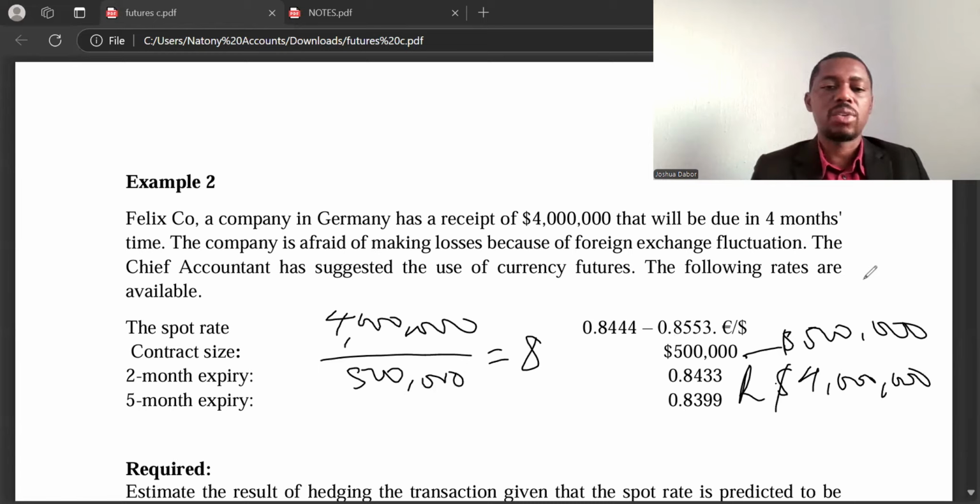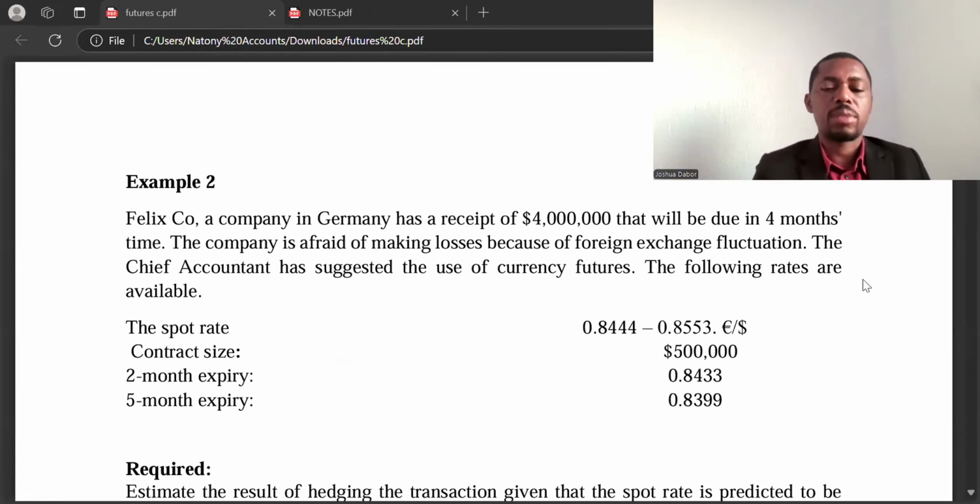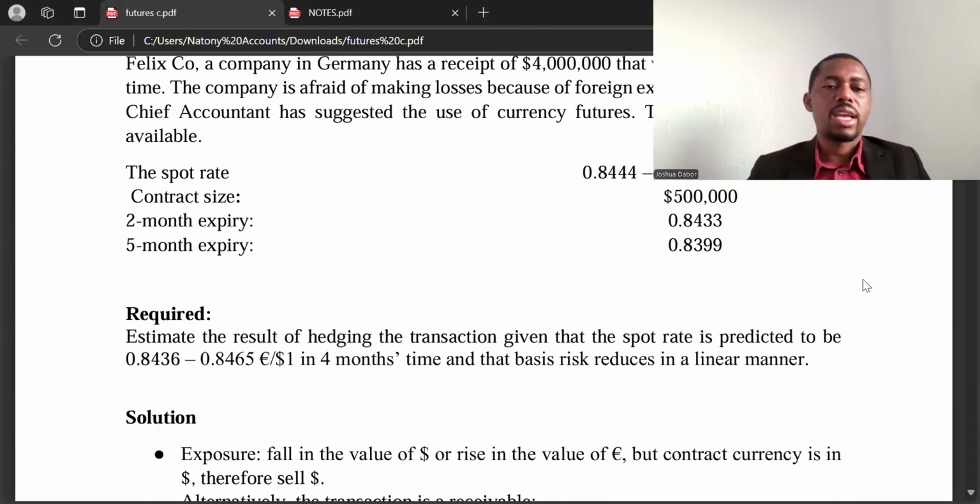But let's look at the requirements before we dive into the solution proper. What is the requirements? Estimate the result of hedging the transaction, given that the spot rate is predicted to be 0.8436 to 0.8465 euro to dollar in 4 months' time. And that basis reduced in a linear manner.